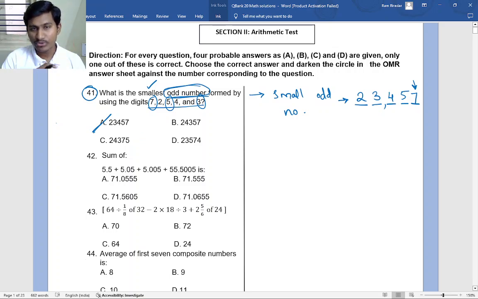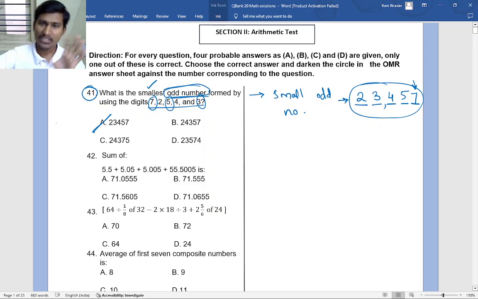Sometimes, for confusion, they may give something a little different. They may not give this small number. They can give some other number, right? So this is the smallest number possible. You have to see with the options also. If this is not available, see the next smallest number. That is how you have to do it.